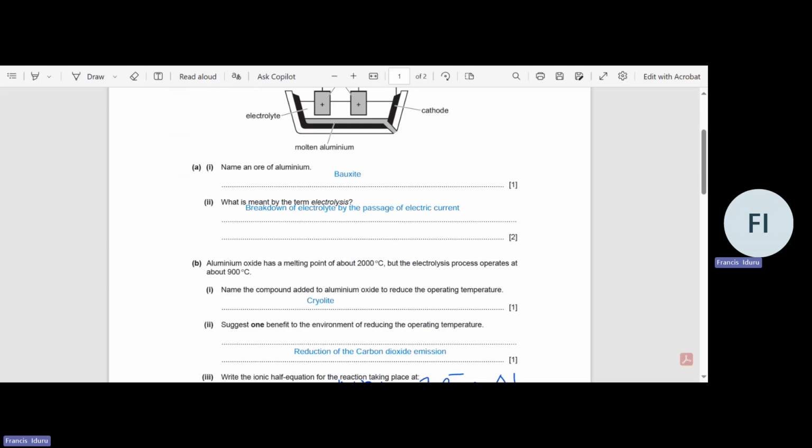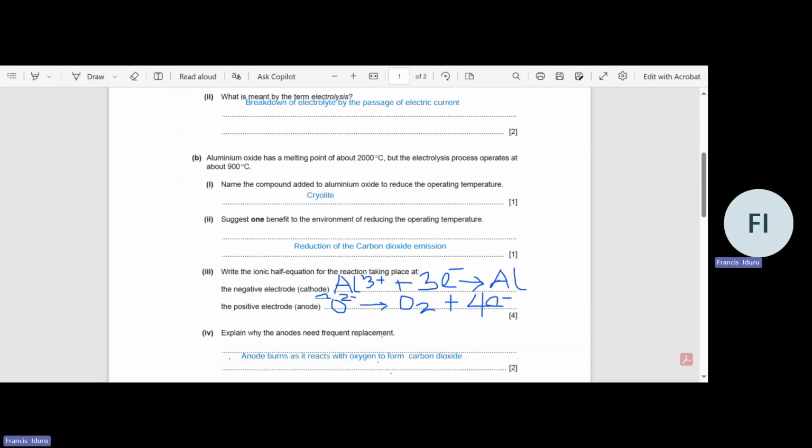So if the process that leads to the production of more carbon dioxide has been reduced, the environment will have a lesser amount of carbon dioxide, which automatically will reduce the carbon dioxide emitted to the atmosphere. So it reduces the carbon dioxide emitted to the environment.